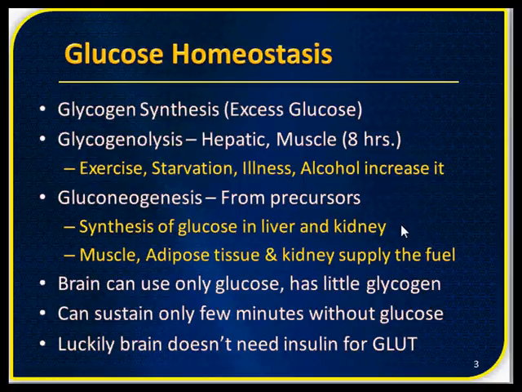This occurs mainly in the liver and the kidney, and muscle, adipose tissue and kidney supply the fuels. The fuels are the fatty acids from the adipose tissue, the muscle gives the protein, and the kidney also gives some of these precursors, and all these together are combined to form new glucose.